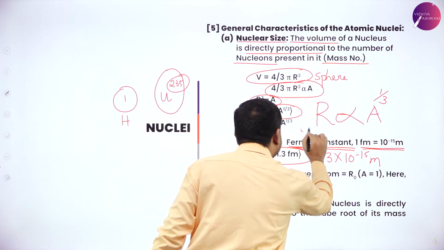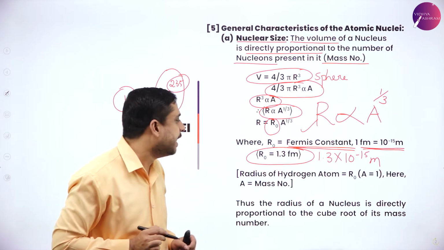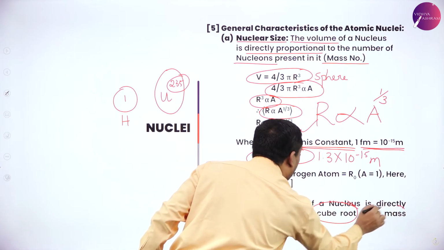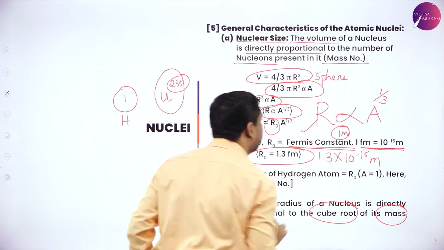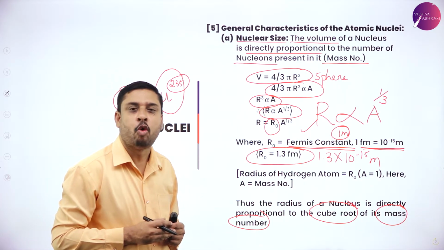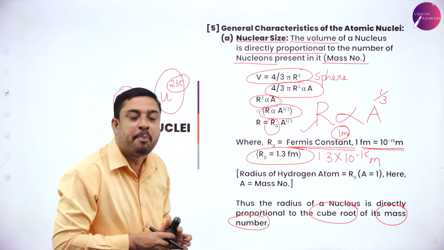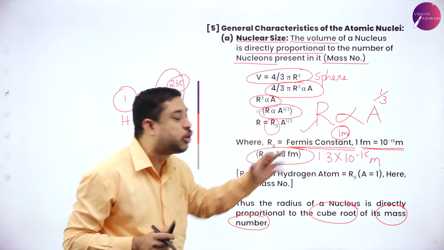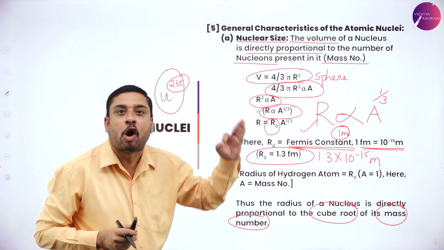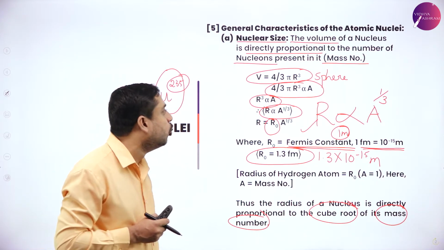But for me, this inference is important. The radius of any nucleus is directly proportional to the cube root of its mass number. For 1 mark, this is always asked. The so-called size of the nucleus, what I talk as the radius of the nucleus, is directly proportional to the cube root of its mass number. How does the radius of a nucleus depend on its mass number? It is directly proportional to the cube root of its mass number.